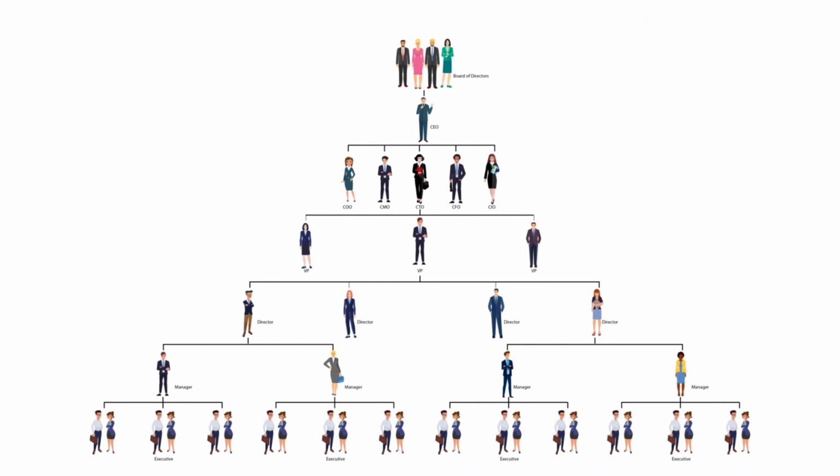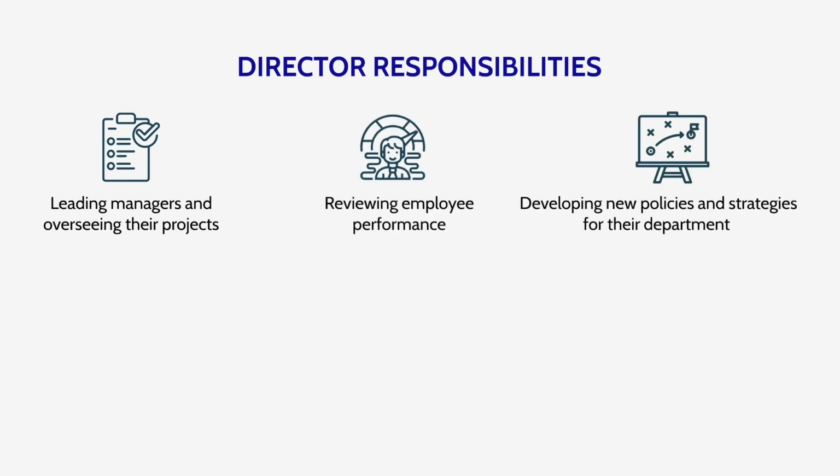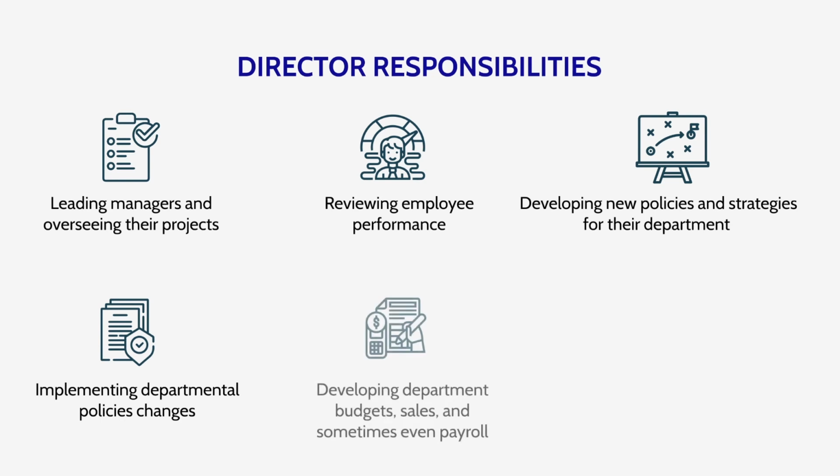Since a director manages a department in a company, their roles vary depending on the department. But there are some common responsibilities, such as leading managers and overseeing their projects, reviewing employee performance, developing new policies and strategies for their department, implementing departmental policy changes, developing department budgets, sales, and sometimes even payroll, making sure things run smoothly.